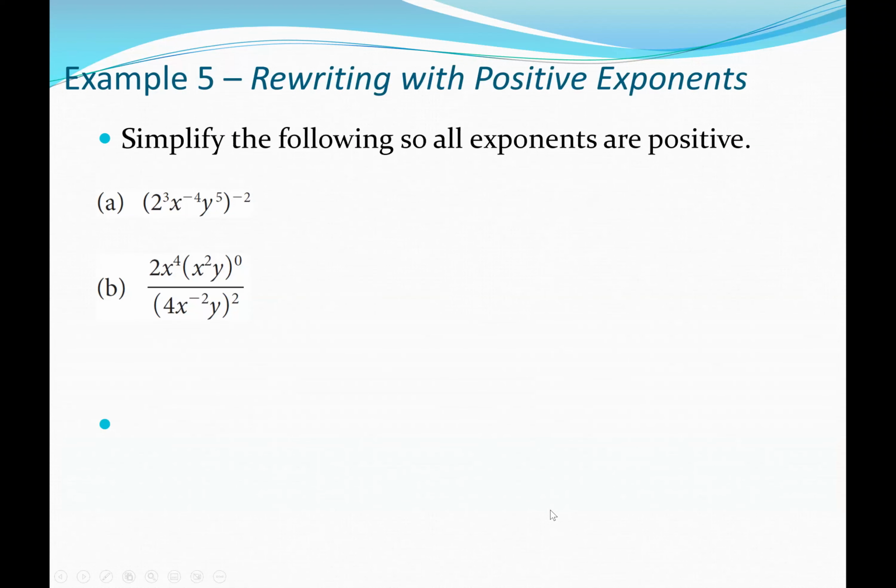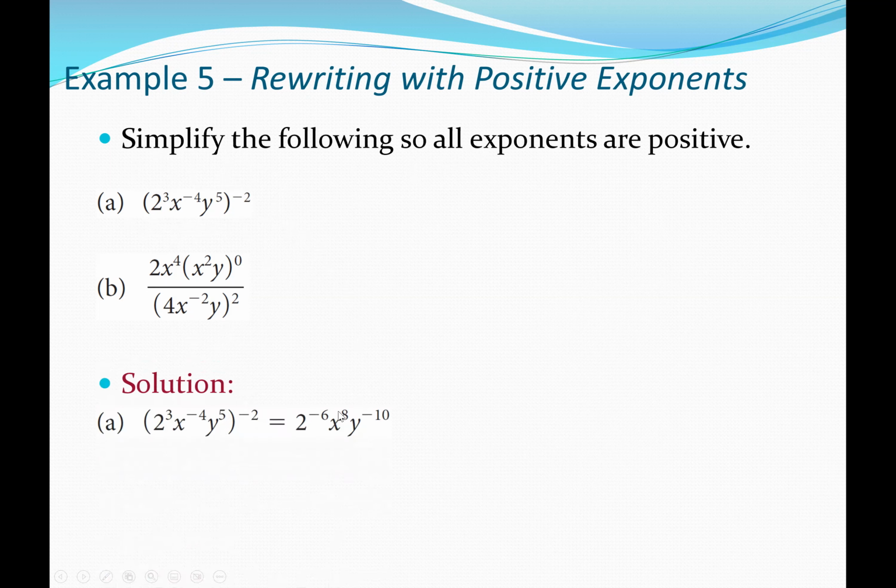So let's see some examples here. Here they say we should rewrite with positive exponents. We should simplify 2 to the power 3, x to the power 4, s to the power negative 4, y to the power 5, all raised to the power negative 2. First, if we like, we can multiply negative 2 by all the exponents in the parentheses. Or first of all, we can find the reciprocal of everything. So we can say 1 over 2 to the power 3, x to the power 4, s to the power negative 4, y to the power 5, all raised to the power positive 2.